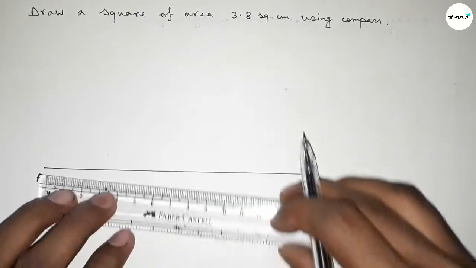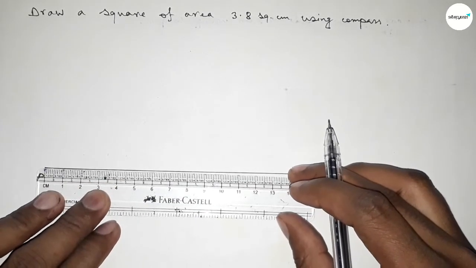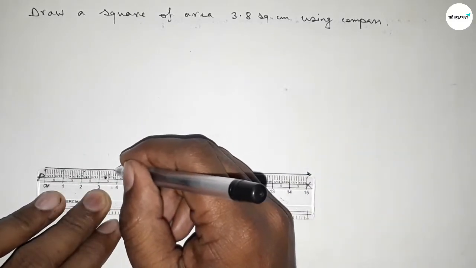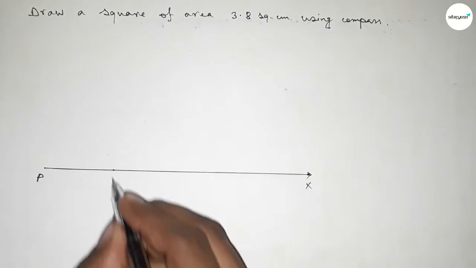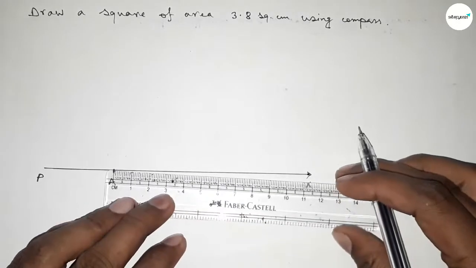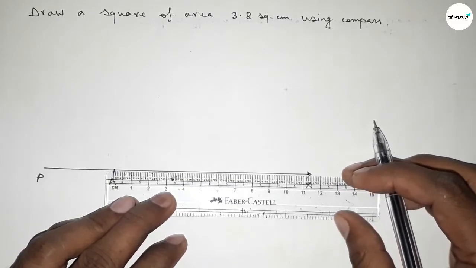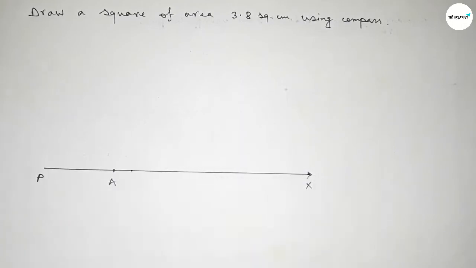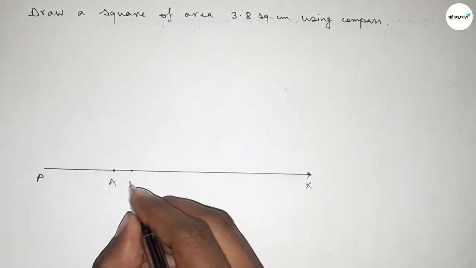Now first taking a length 3.8 centimeter on the line PX. So this is 3.8 centimeter and taking here point A. Next taking 1 centimeter line from the point A. So this is 1 centimeter and taking here point Q.